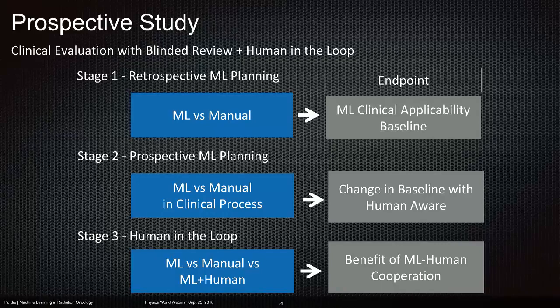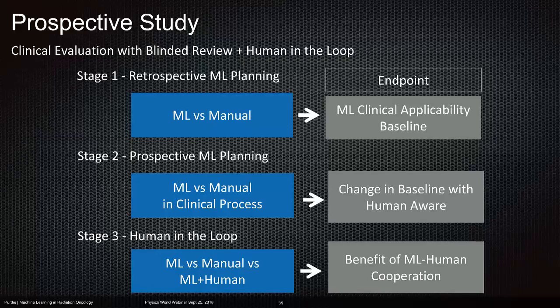We're doing a retrospective ML study again. So this is similar to what we did before. And so this is going to be able to basically figure out what is our machine learning clinical acceptability baseline. Then we want to start looking at, and so this is done retrospectively, the people actually making the plans, the planners, the dosimetrists, don't actually know we're doing this.